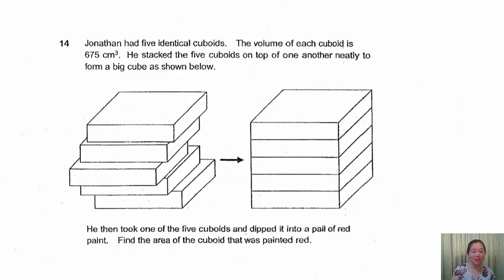Question 14. Jonathan had 5 identical keyboards. The volume of each keyboard is 675 cm cubed. He stacked the 5 keyboards on top of one another neatly to form a big cube as shown below. He then took one of the 5 keyboards and dipped it into a pail of red paint. Find the area of the keyboard that was painted red.